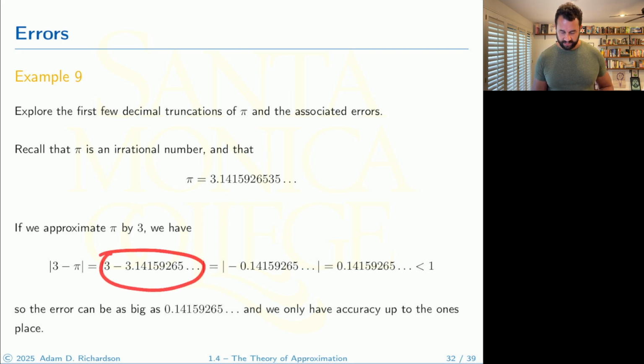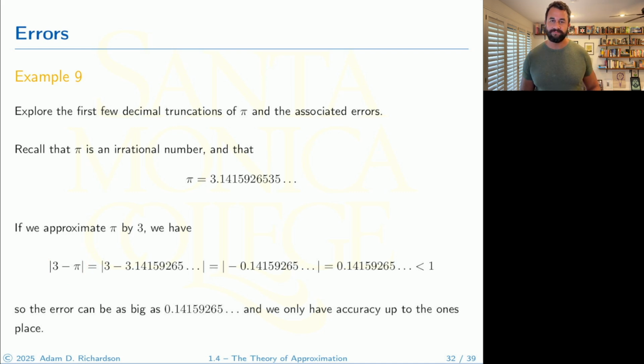Well, we can do this subtraction. And what we're going to get is we're going to get the tail end. We're just getting the tail end, right? If you take this number and you cut away the 3, you're left with the tail end, right? The absolute value of this number is just the positive version of it, and that's always going to be less than 1. So when we do this approximation, our accuracy is only good to the ones place. So this would be a very bad approximation. Yeah, pi, sure, it's about 3, but it's a very rough approximation.